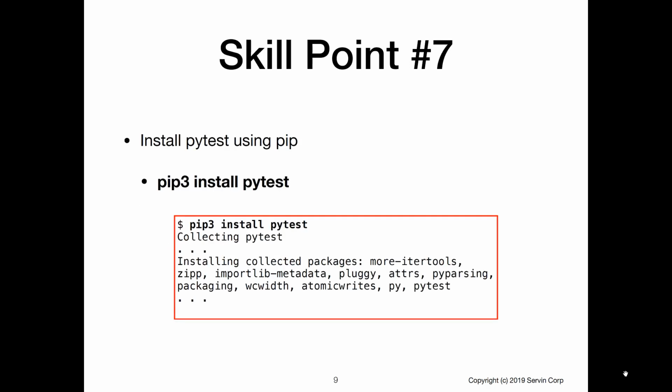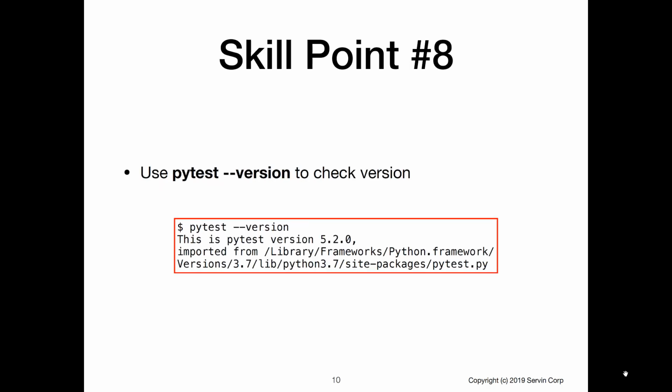Skill point number 7, you can install PyTest using pip, just like other things you've installed. So here I'm doing a pip3 install pytest, and it goes and installs everything you need. Skill point number 8, if you want to find out which version you're using, do a pytest --version, and you can see here when I ran it, in this case I was on a Mac, and we've got version 5.2.0.